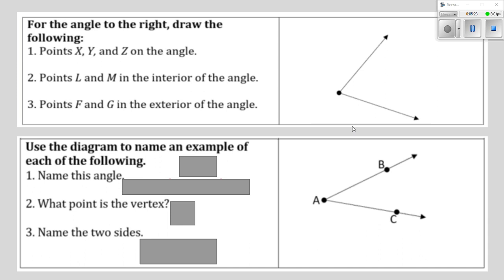So for the first one, X, Y, and Z, they are on the angle. As you can see with my example, I have X on one of the rays, Y as the vertex, and Z on the other ray. It is sitting on the angle.